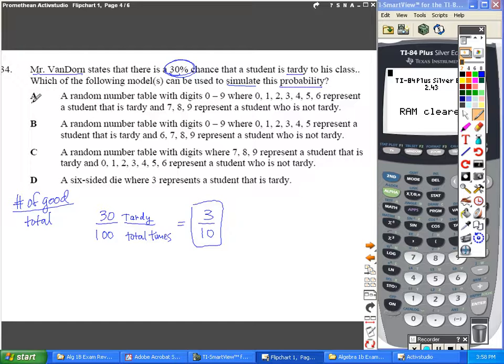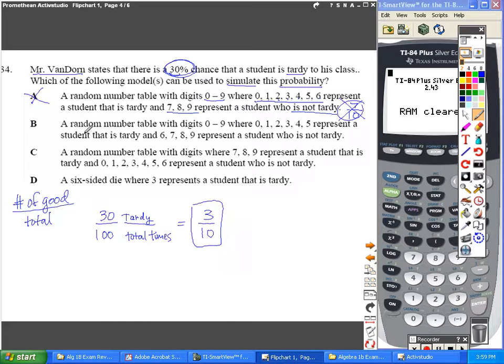So let's look at A. Random number table with digits 0 through 9, where 0 through 6 represent a student that is tardy, and 7, 8, and 9 represent a student who is not tardy. So we would have 1, 2, 3, 4, 5, 6, 7. That would be 7 out of the total of 10 numbers, and therefore that would not be what we wanted, which was 3 out of 10. So A is out of there.